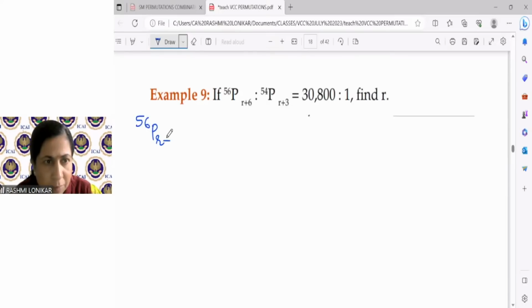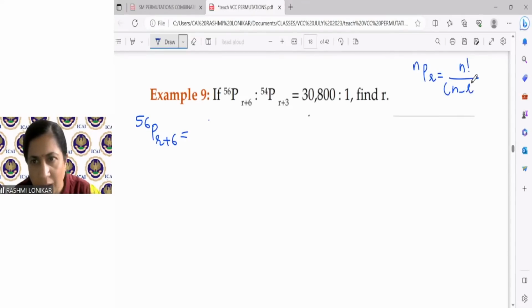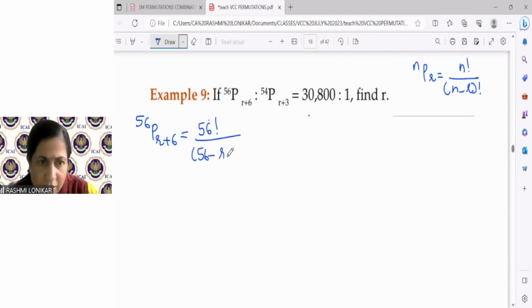56P(r+6) is equal to, what is the formula? nPr is equal to n factorial upon (n minus r) factorial. So this is 56 factorial upon (56 minus (r plus 6)) factorial. Remember there is a plus sign which, when you put it after the minus sign, will become minus. So this minus sign is very important. By mistake, don't write plus.